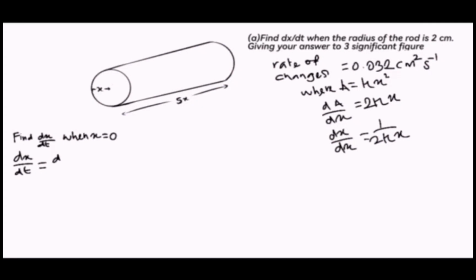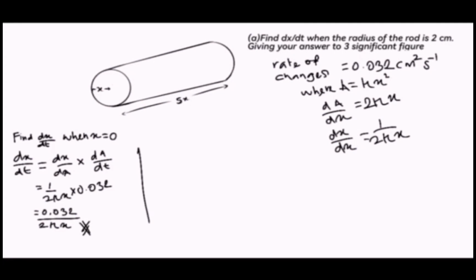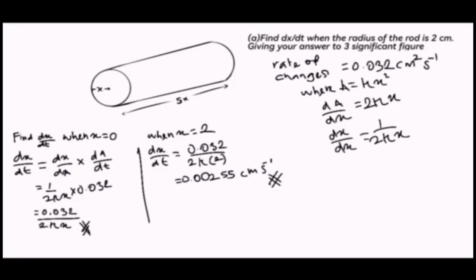So dx per dt equals dx per dA times dA per dt. So 1 per 2 pi x times 0.032 equals 0.032 per 2 pi x. When x equals 2, dx per dt equals 0.032 per 2 pi in brackets 2, because we change x into 2. So that equals 0.0255 centimeters second negative 1.